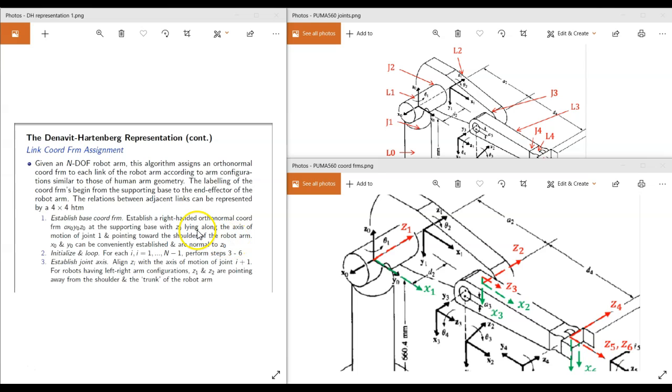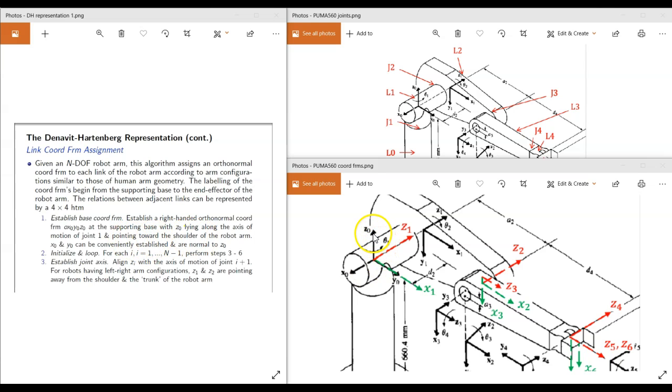A few things to note here. First of all, this is the supporting base. And in order to establish Z0, we have to look at the axis of motion of joint 1. So where is joint 1? This is joint 1, and as we saw in the simulation earlier, the axis of rotation is along this line. So our Z0 should be along the axis of rotation of joint number 1. That is why we have our Z0 here. So this is Z0, and it says it has to point towards the shoulder.